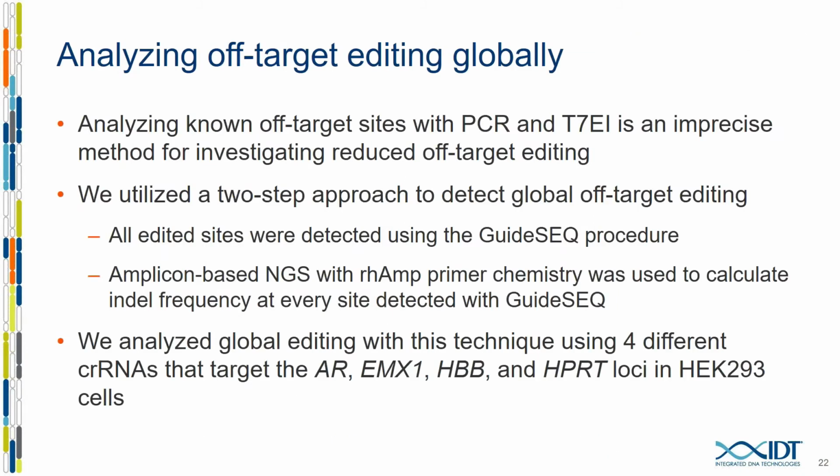We thought this is really good, but we really need to look at global off-target editing and really challenge the system and get a feel for how good this protein is. To do so, we utilized a 2-step approach. The first step was to use the GUIDE-seq procedure to identify what the off-target sites were to start with, and then design amplicons around those off-target sites and use multiplexed amplicon-based NGS to actually do the sequencing at every one of those sites. So first using GUIDE-seq to find out what the sites are, and then multiplexed NGS to sequence at every one of those sites. And we tested several different guides and looked at the results.